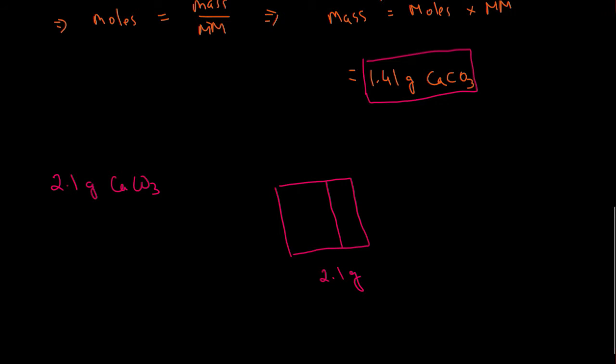However, only 1.41 grams is actually CaCO3, and the rest are impurities. This bit here is basically not your CaCO3. These are impurities. This could be minerals and other stuff.